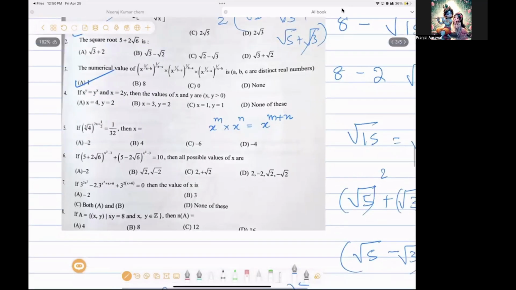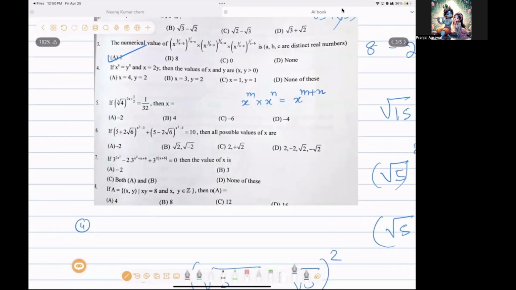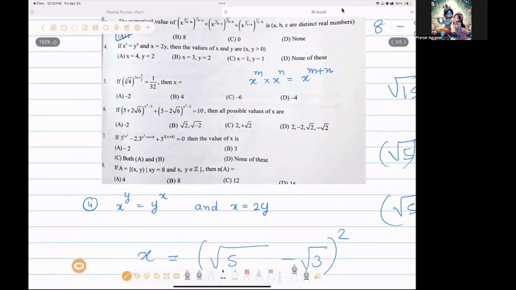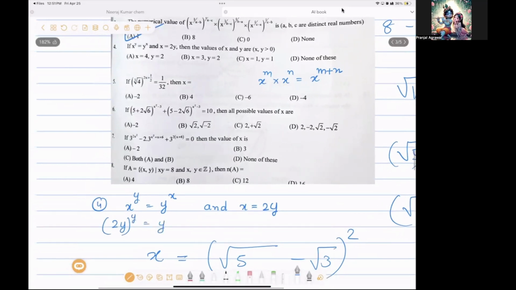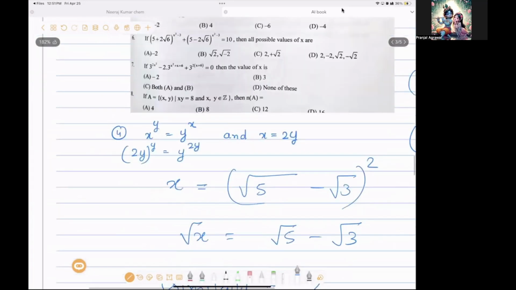Now question number 4. If x to the power y is equal to y to the power x and x is equal to 2y, then find the value of x and y. So can we put 2y instead of x? So (2y) to the power y is equal to y to the power 2y. Instead of x, we have to put 2y. So what can we write? (2y) to the power y is equal to y square, y to the y, right? So we can do it like this.